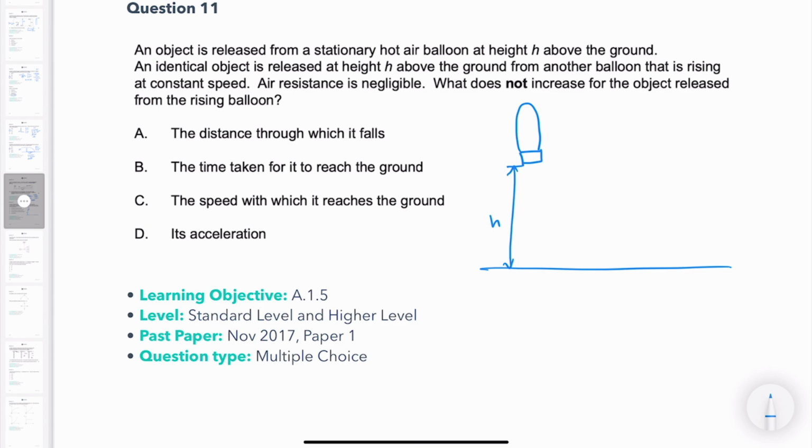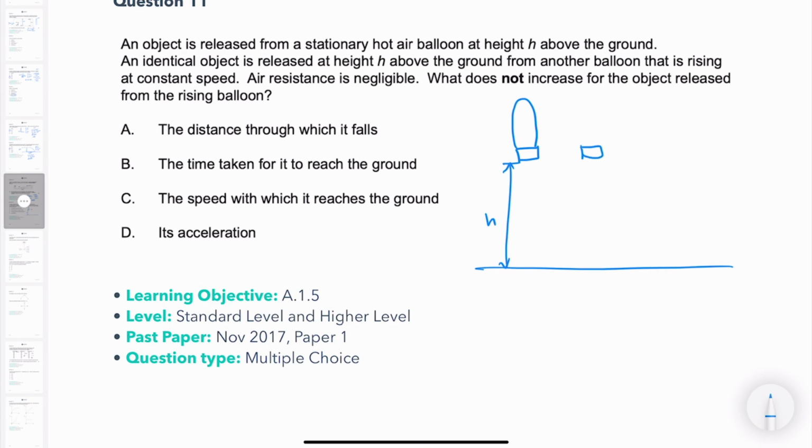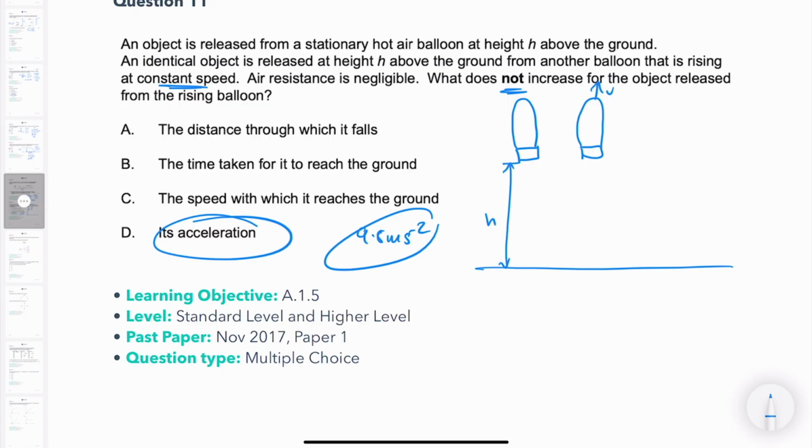An identical object is released at height h above the ground from another balloon that is rising at a constant speed v. Okay, constant speed, that means something. Air resistance is negligible. What does not increase for the object released from the rising balloon? Oh, that's so easy. Acceleration is always, as we assume, within the gravitational field, 9.8 meters per second squared. It's the same for every object, so that was a very easy question in the end.